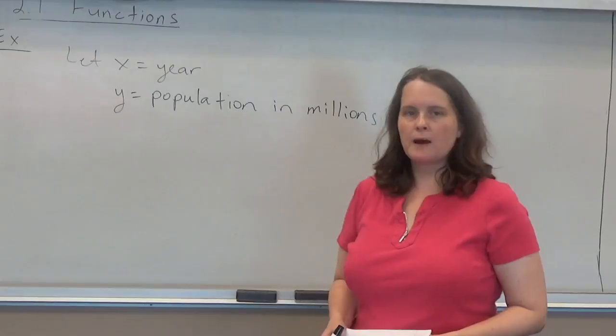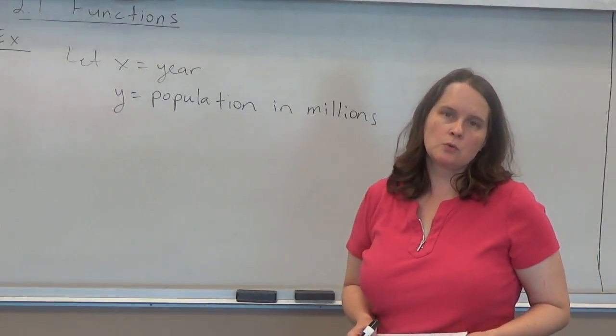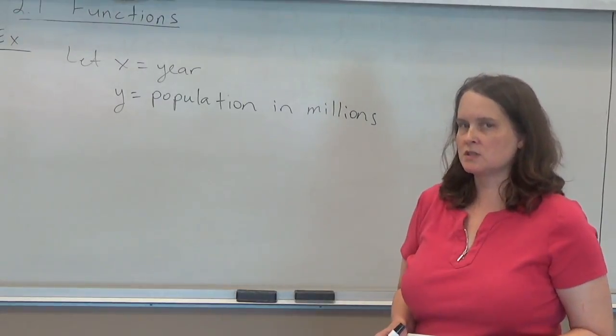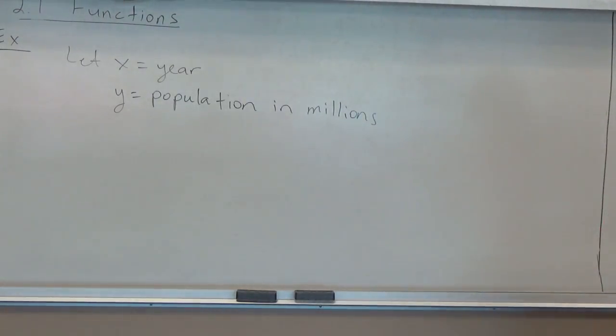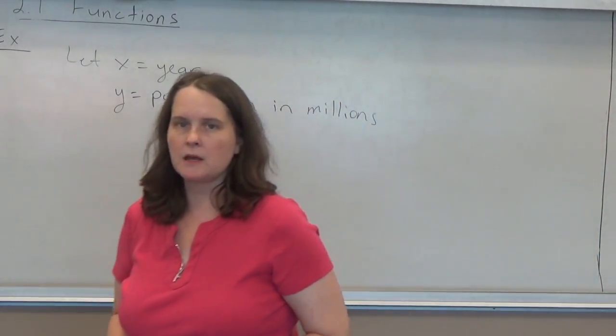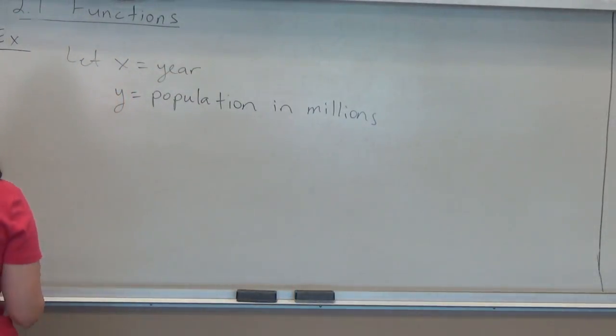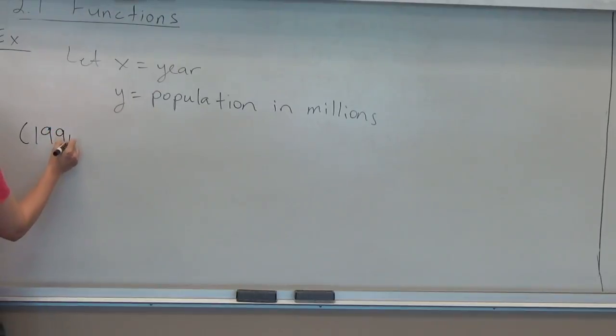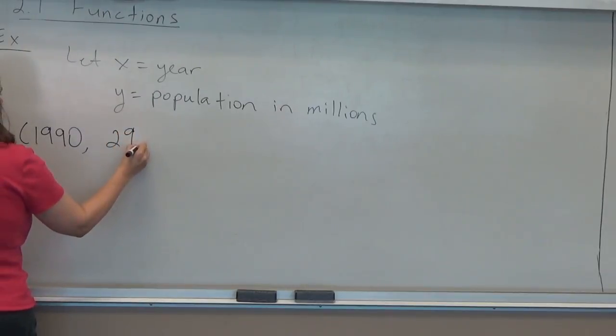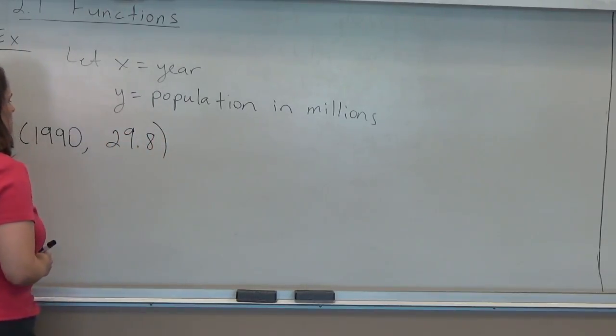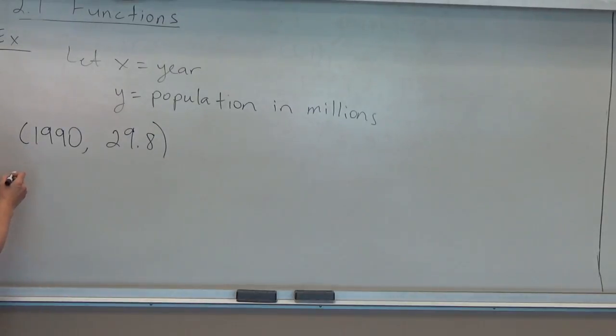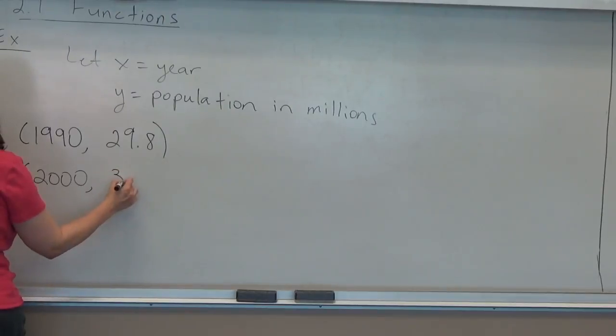So read the problem again and try to set up two ordered pairs from the information given and based on what we've just discussed. So I will let you pause the video and think about that. Okay, so your two ordered pairs, you should have the year 1990 as an x. The population in that year is 29.8 million. So we defined y to be in millions, so we'll just use 29.8 for our y variable. Our second ordered pair is the year 2000 for the x, and the population in 2000 is 33.9 million.